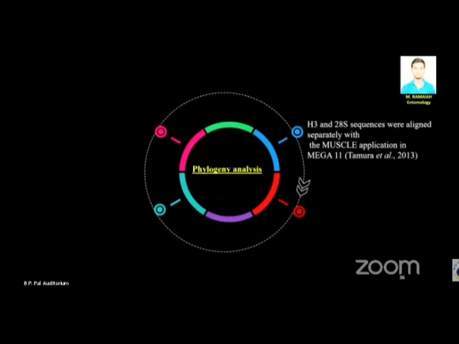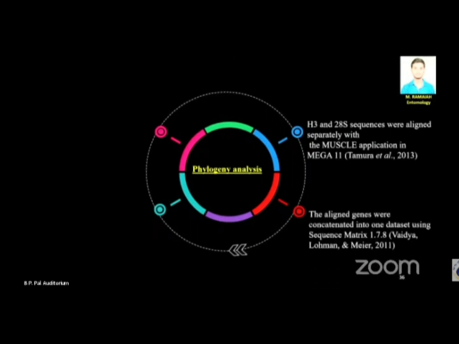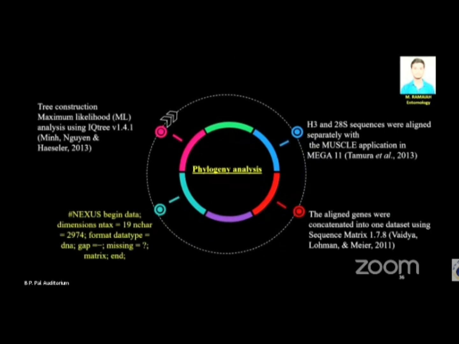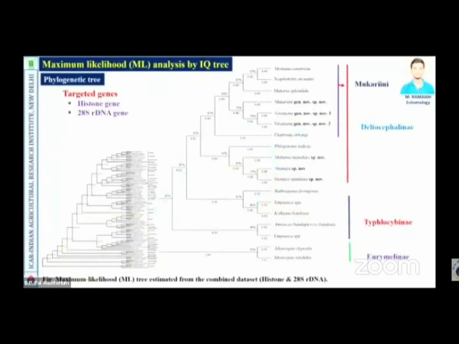The phylogenetic analysis was conducted with available sequences as well as our own sequences. The histone and 28S sequences were aligned with the help of the MUSCLE application in MEGA software, and the different genes were integrated into one data set using MEGA, and finally the maximum likelihood analysis was done. This phylogenetic analysis suggested that most of the new genera we described are in accordance with the morphological characters.